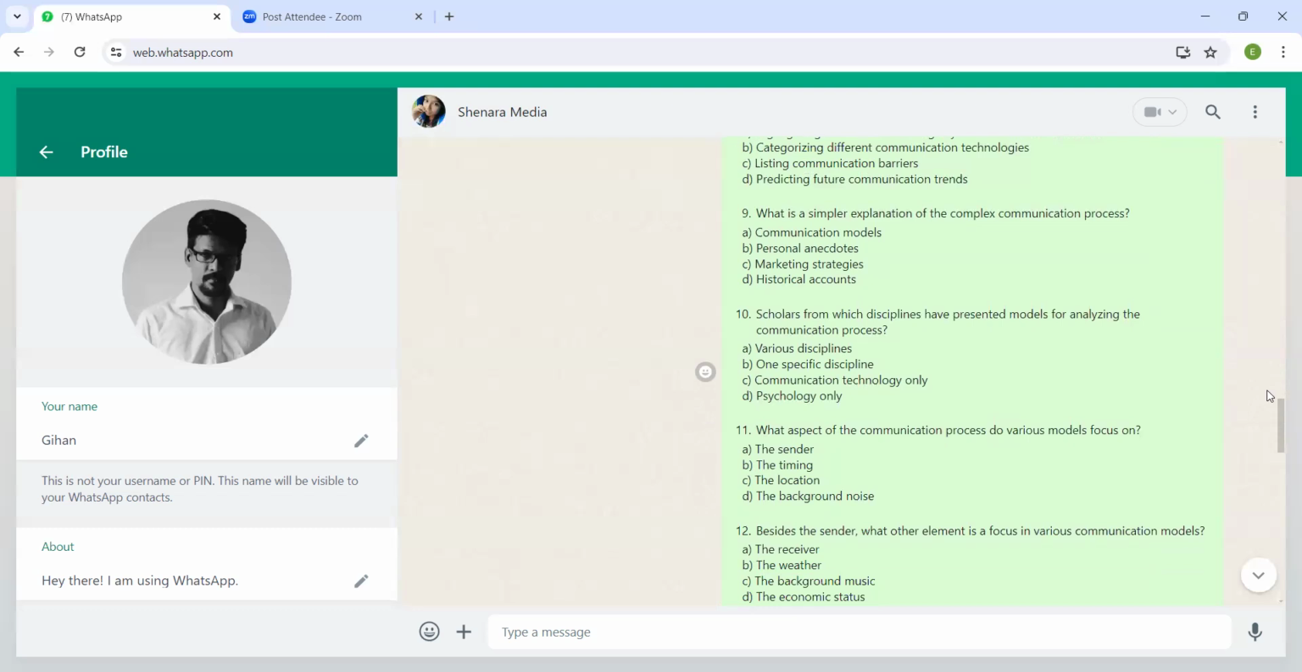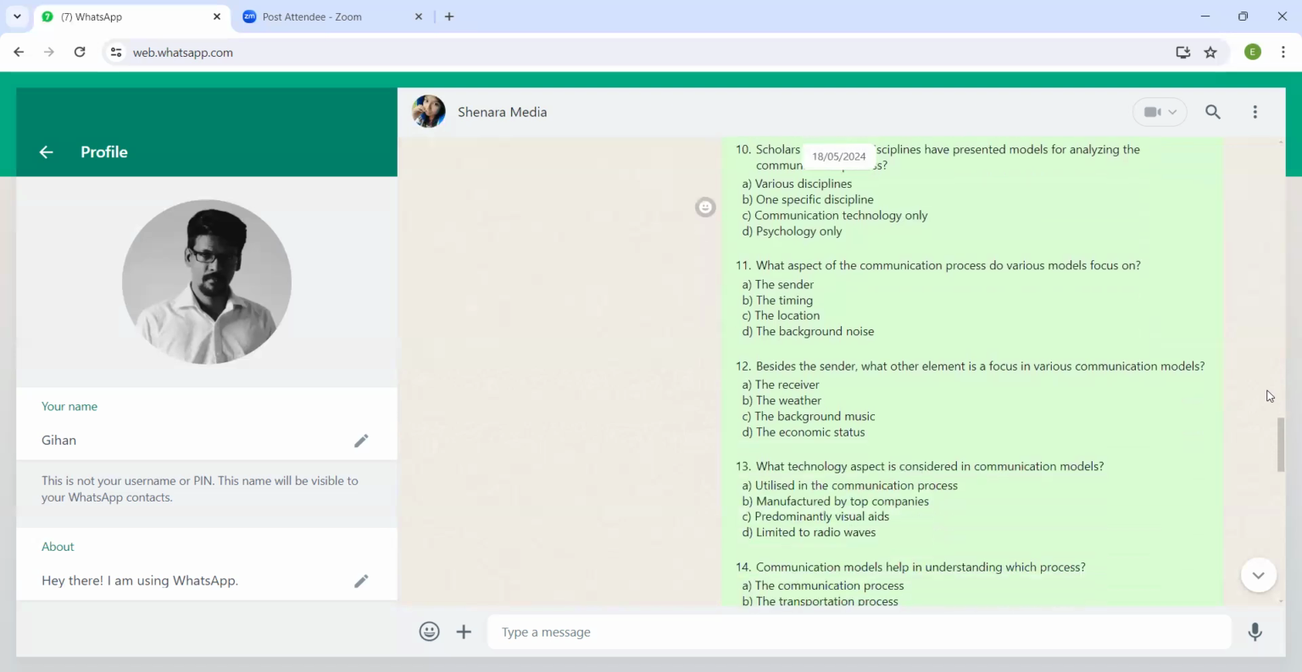What aspect of the communication process do various models focus on? The timing, not always. The location, not always. Aristotle says about the location. The background noise, not always. But the sender is always there in every communication model. Besides the sender, what other element is a focus in various communication models? The weather, not always. The background music and the economic status, not always. But the receiver is there.